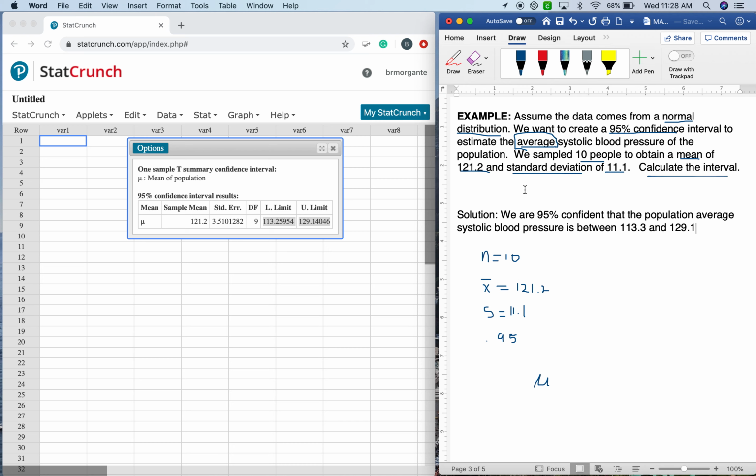So always make sure you're interpreting your interval at the end. Using this same setup, you always state how much confidence you are, and then talk about whatever your population parameter is. So this one was the mean, and then your interval. And that is how you estimate the mean using StatCrunch.